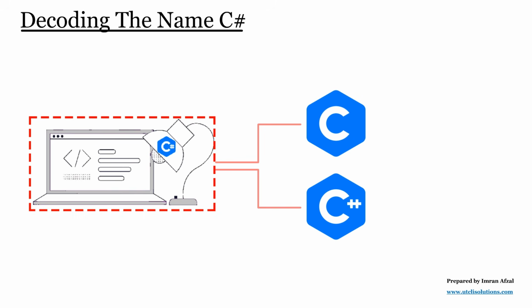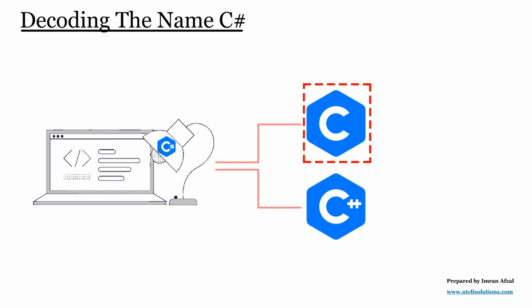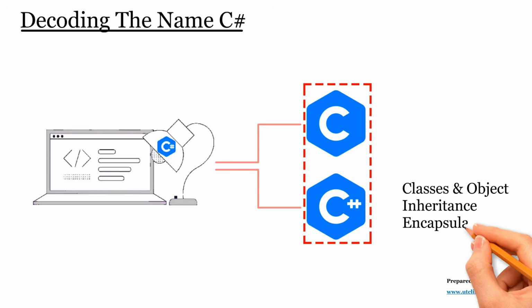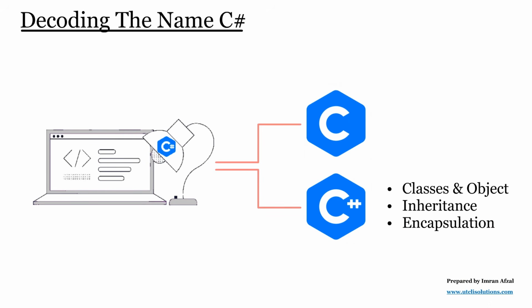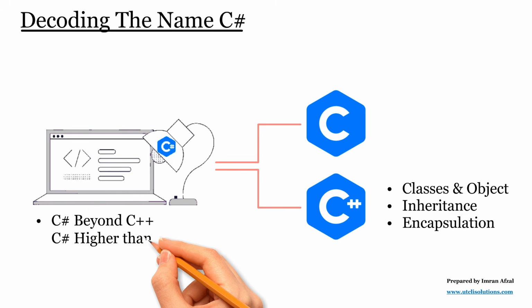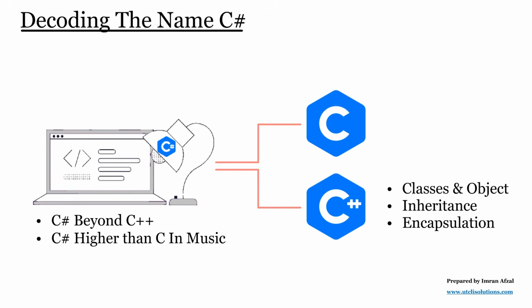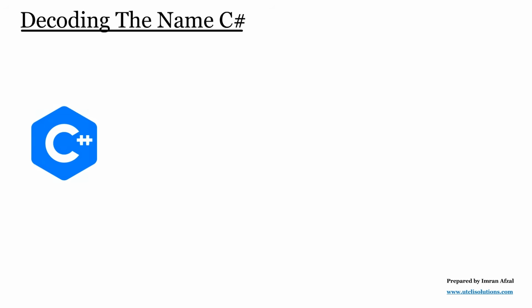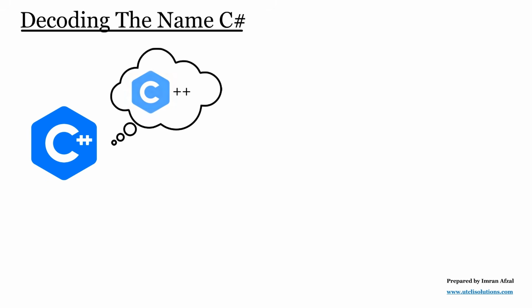Okay, now let's go over the relation of C Sharp with the C and C++ programming languages. C Sharp is conceptually related to the C programming language and its object-oriented successor C++. The idea is that C Sharp is a step beyond C++, just as the note C Sharp or C pound is one half step higher than the note C in music. In fact, C++ itself was named to suggest it was an incremental improvement over C, as plus plus is the increment operator in C and C++ programming languages.